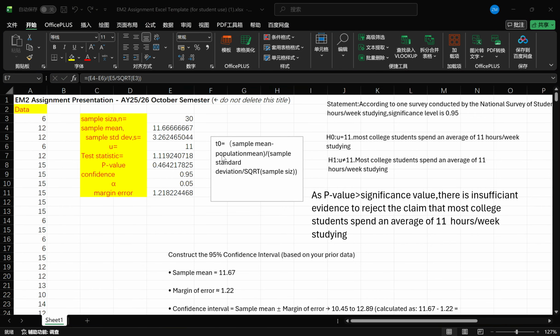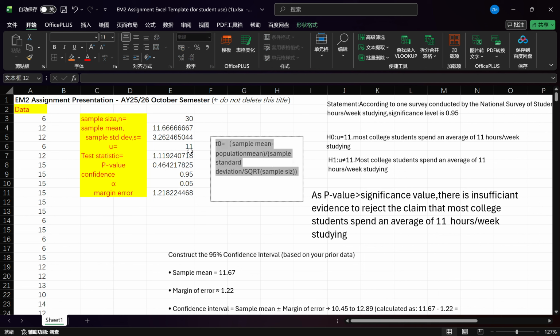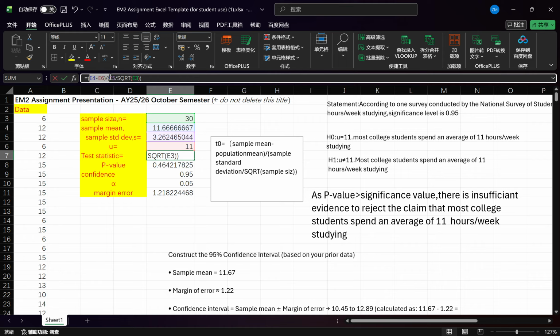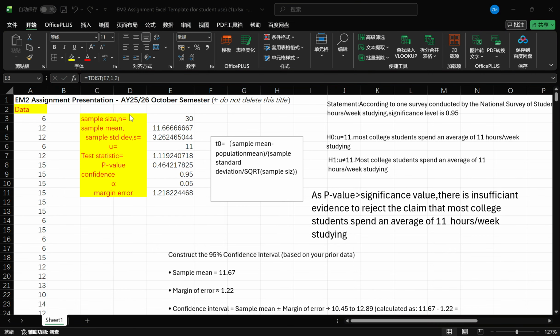Next, for inferential statistics, we find the test statistic and p-value. We use a t-test for this survey, because we only collect 30 sample data and we don't know the exact population standard deviation. We use this formula to help us calculate the t0. In this case, it is E4 minus E6, divided by E5 over the square root of E3, and then we use the T.DIST formula to calculate the p-value.